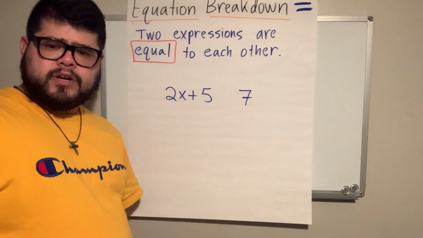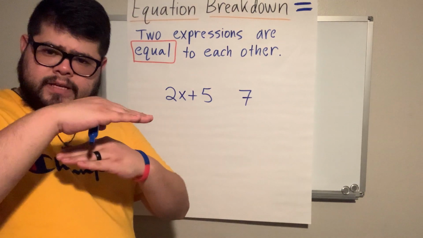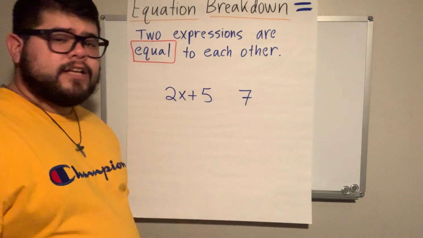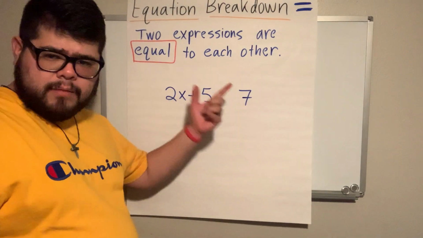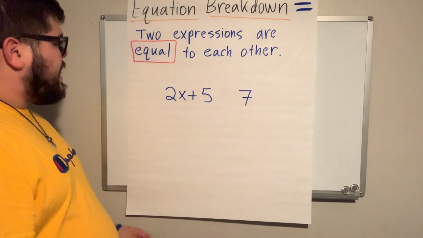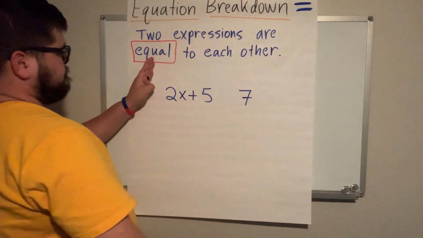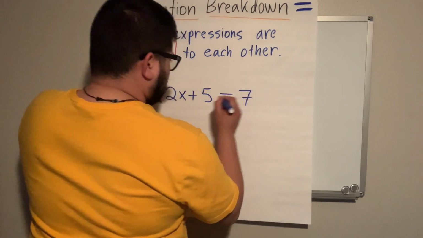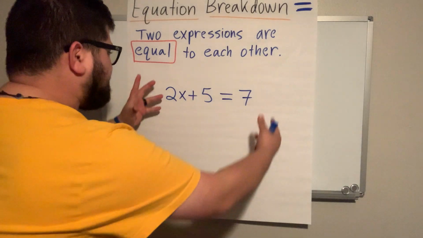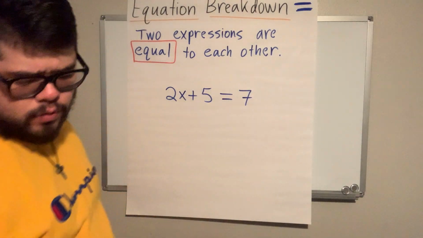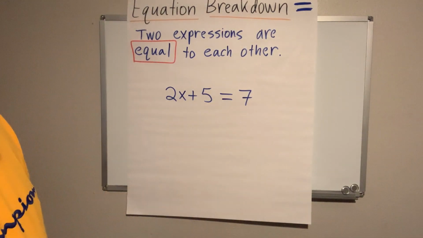Why is it a numerical expression? It doesn't have an equal sign, and it only has a number. So it's a numerical expression. And when these two expressions are equal to each other, this entire thing is called an equation. Okay? It's called an equation.